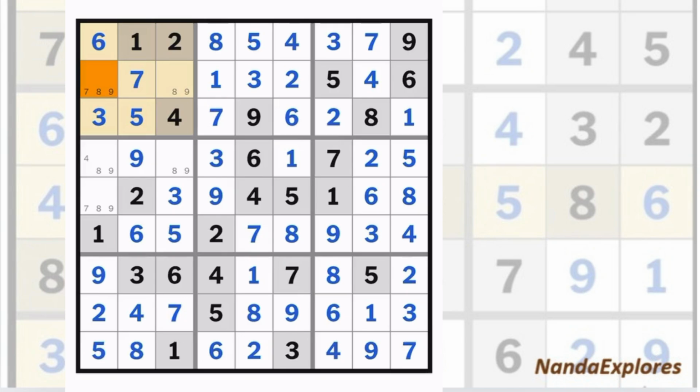So you remove 7 from here. Then this is a cell where 4 is unique. And this is a cell where again 7 is unique. Since we already have a 9, this becomes an 8, and this becomes a 9, and this is the last number, which will be 8.